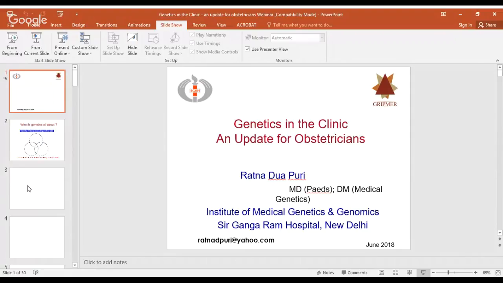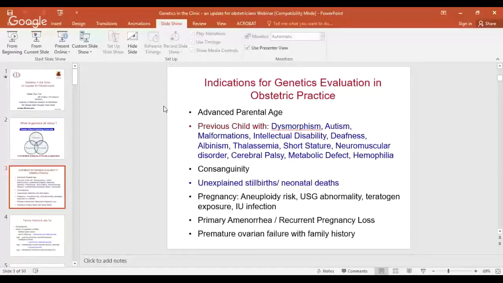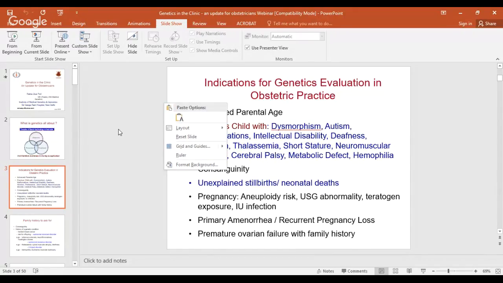It could be the previous child of that couple, or there could be a family history of these. The presence of consanguinity, unexplained stillbirth and neonatal deaths. During pregnancy, if during screening there's a high aneuploidy risk or an ultrasound abnormality or a teratogen exposure, intrauterine infection. In women with primary amenorrhea or recurrent pregnancy loss, or if there is a history of premature ovarian failure in the family.